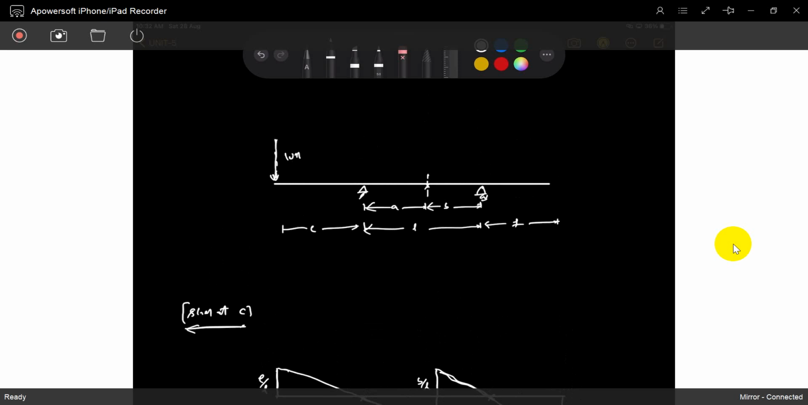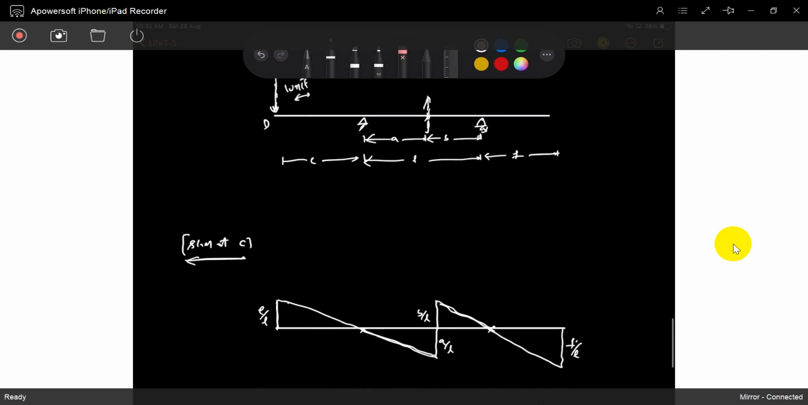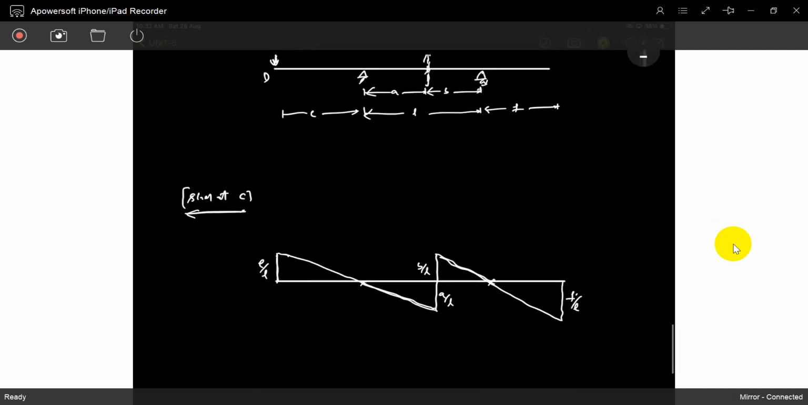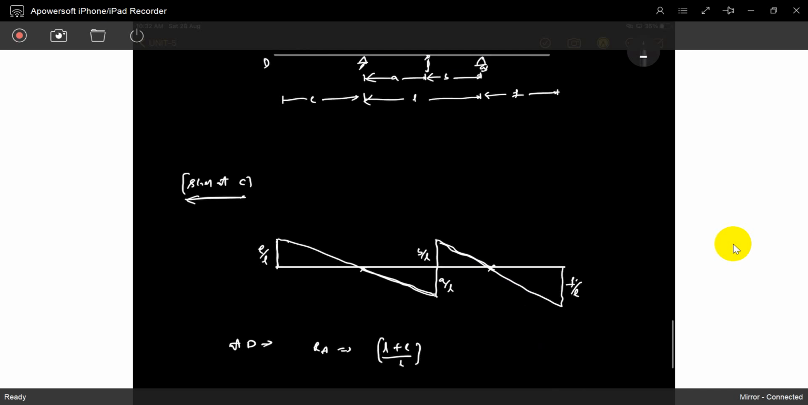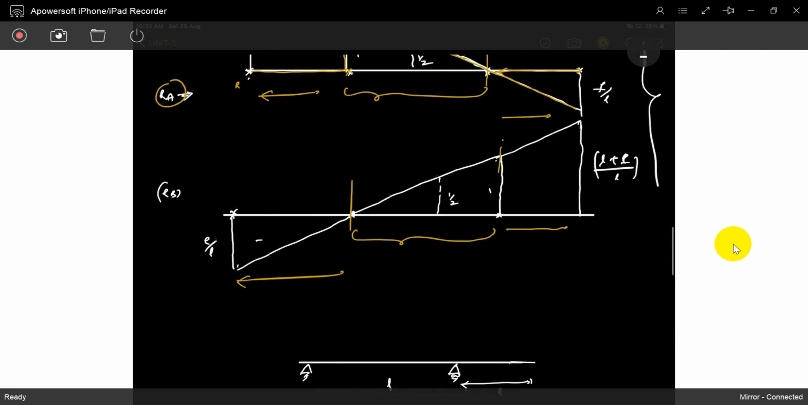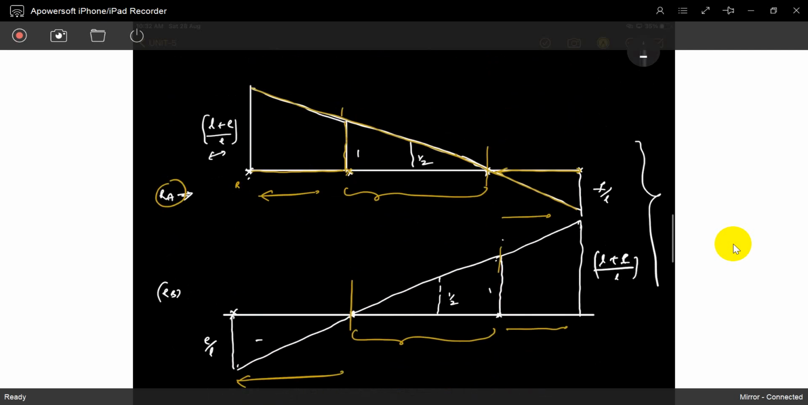I place a unit load here. What is the shear force at C? If you place the load here, what is RA? Let us try it. Load placed at D. What is RA? We already developed it: L plus E by L. So what is RB? RB is minus E by L. We developed the same thing already.